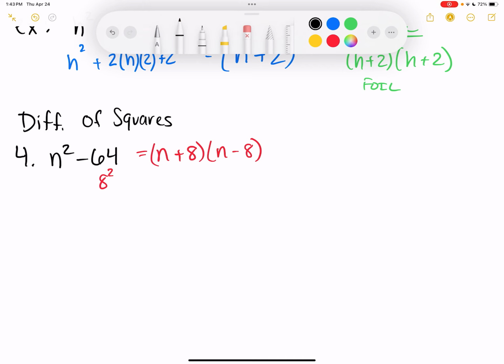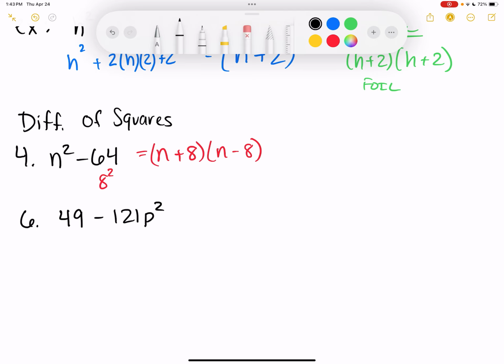Let's see. 6. 49 minus 121p squared. So this one's different because the variable is on the right hand side. I know normally we like to write our variable first, but I can't flip this, okay, because then it's not a difference of squares if I go and I move it around. So I just have to leave it as it is.